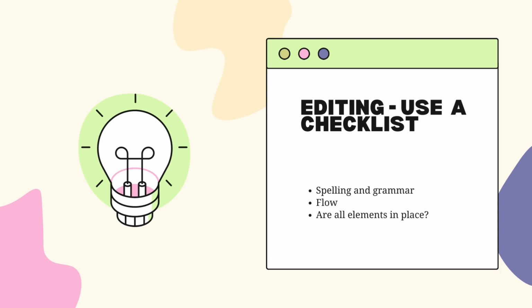Check it out reads for flow. So read it out loud and just see if it flows together. And then if anything feels clunky, you can edit it there. And then check that all the elements are in place. So I'm going to actually do a checklist for a sales page.